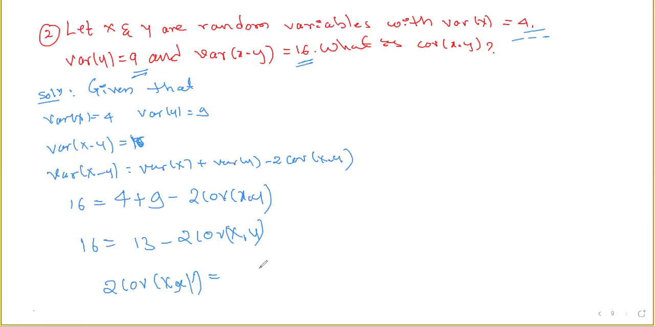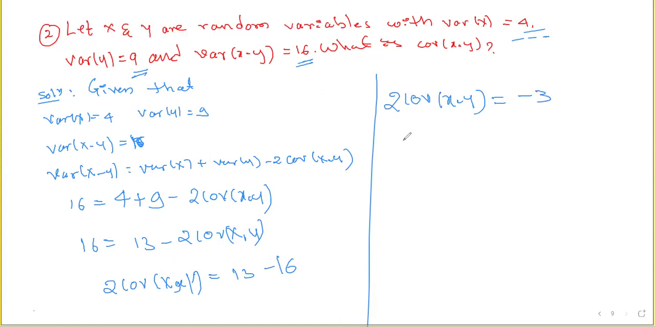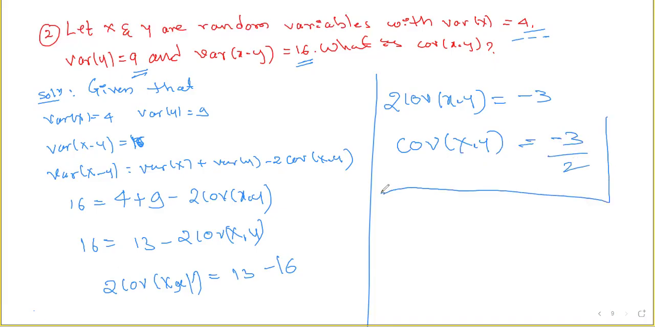So here we have 13 and 16 will be this side. So 2 times covariance between x and y is equal to minus 3. So covariance between x comma y is equal to minus 3 divided by 2. Right? So in this way, we need to solve such examples. I hope this example is also clear. Now we'll go for one more example.